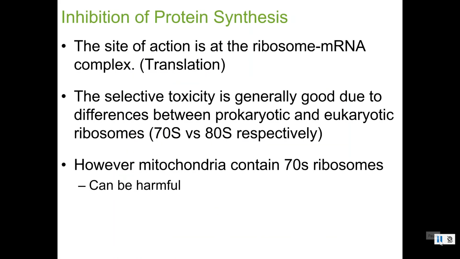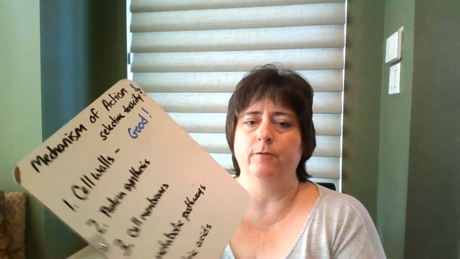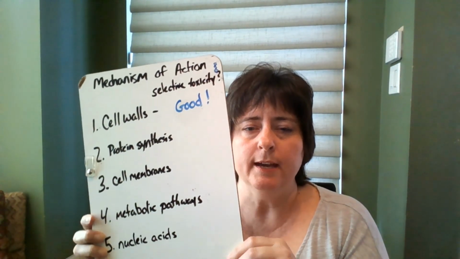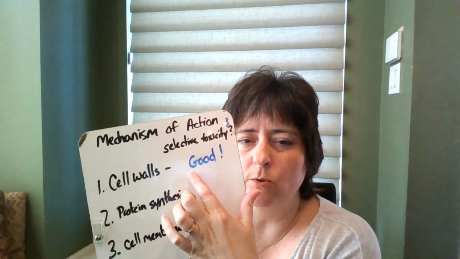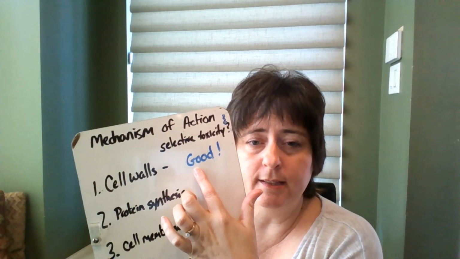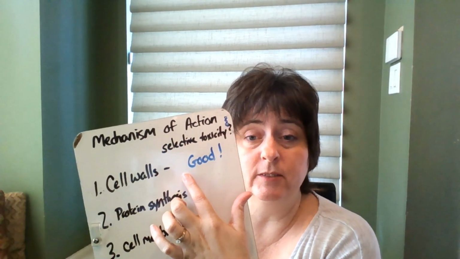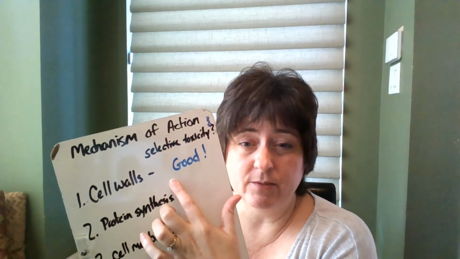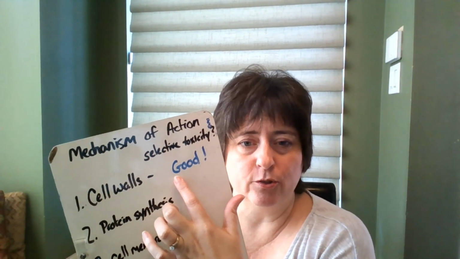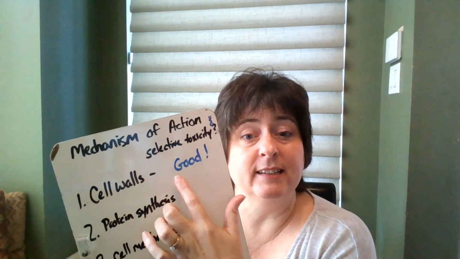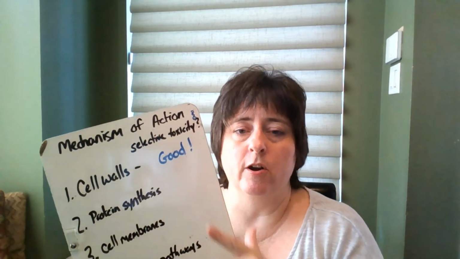That is cell wall synthesis. And if you look at our chart as we're going through the mechanism of action in regards to selective toxicity, this first category of inhibiting cell wall synthesis is good for selective toxicity. Because we do not have cell walls, because we do not have peptidoglycan, any drugs that interfere with that are selectively toxic, harming the pathogen without harming the host.